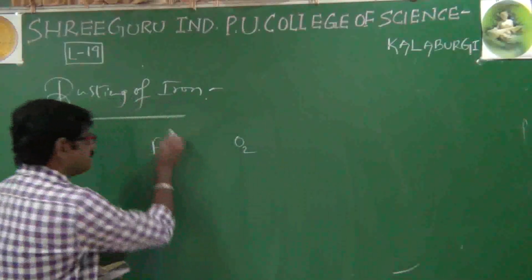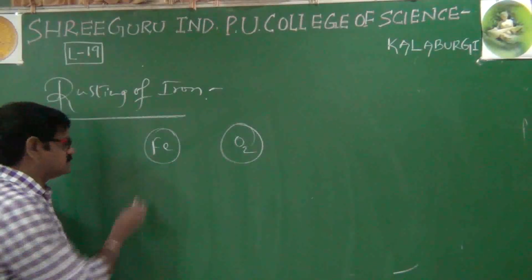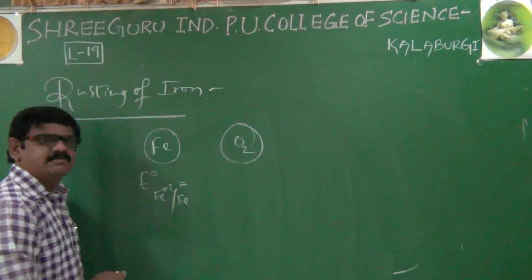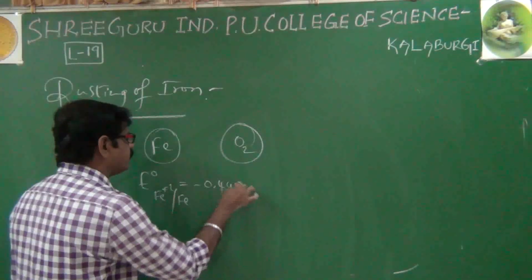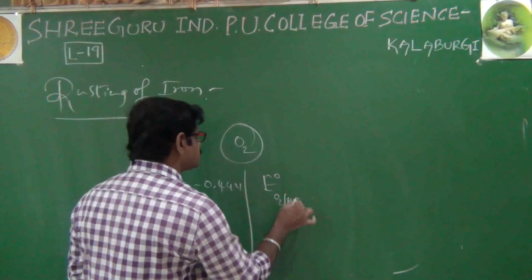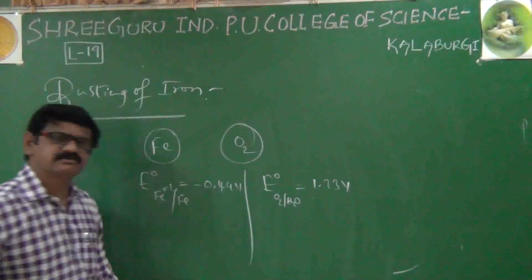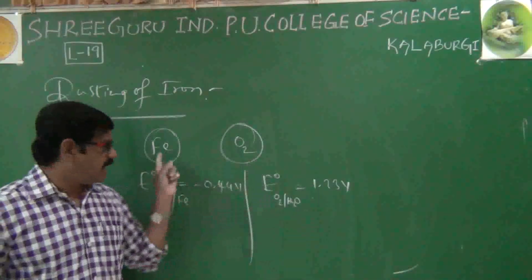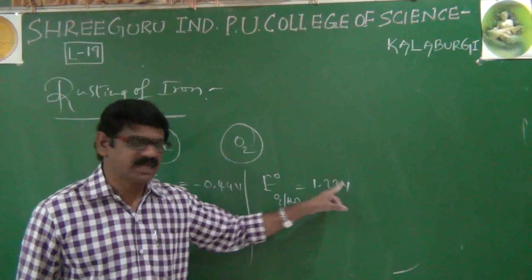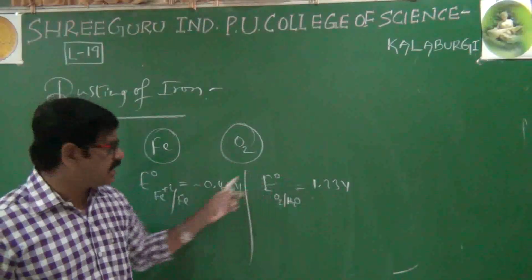Very simple. When we compare both substances, we have to check their SRP values. E naught Fe plus 2 oblique Fe: iron SRP value is minus 0.44 volts. As well as oxygen, E naught O2 oblique H2O: oxygen SRP value is 1.23 volts. We'll just observe the values. Iron SRP value is minus 0.44 and oxygen SRP value is 1.23. Out of these two, which one is the bigger value? Oxygen is the bigger value, iron is the smaller value.